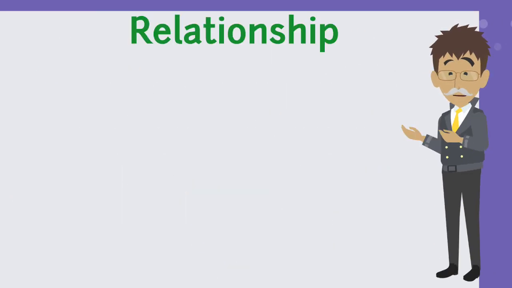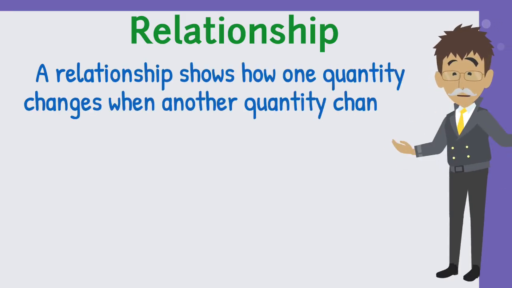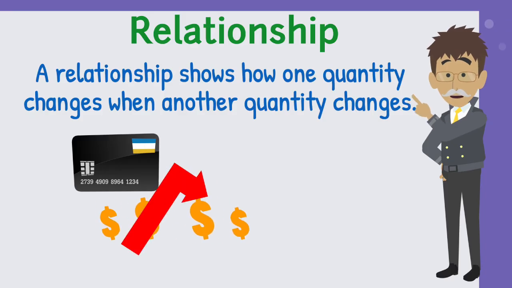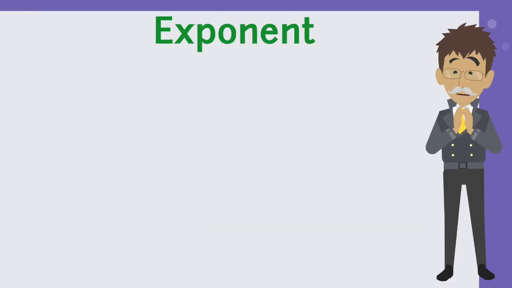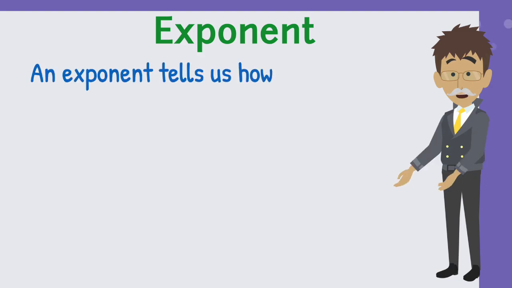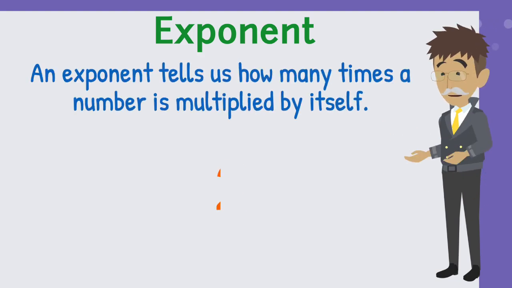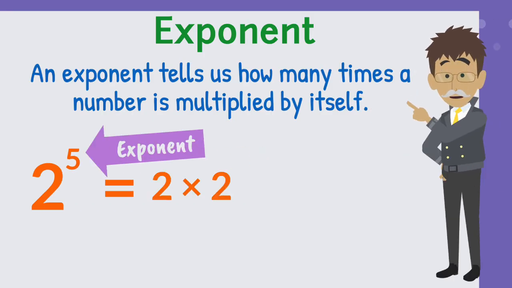Relationship. A relationship shows how one quantity changes when another quantity changes. As time increases, the amount of money in a savings account changes. Exponent. An exponent tells us how many times a number is multiplied by itself. In 2 to the 5th power, the exponent 5 means 2 is multiplied by itself 5 times.